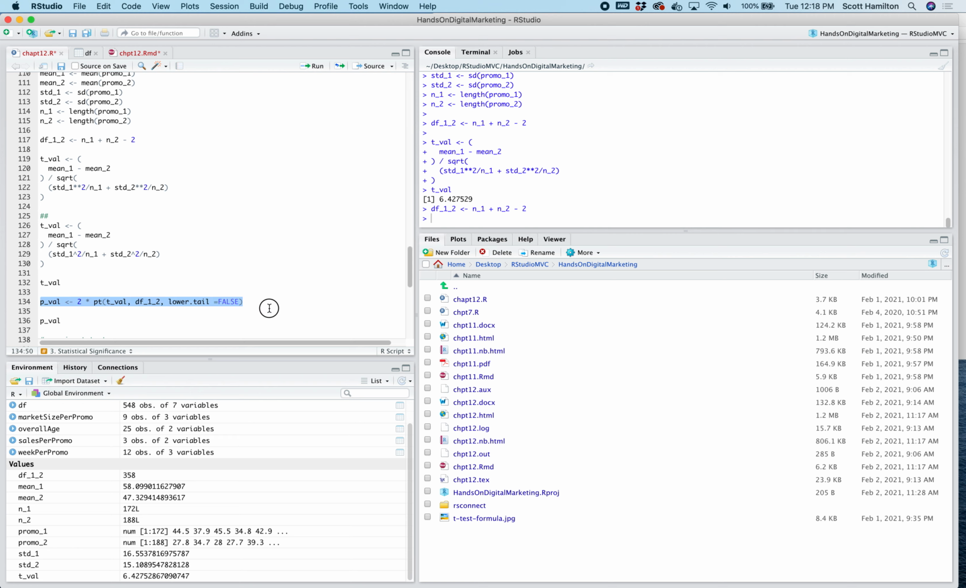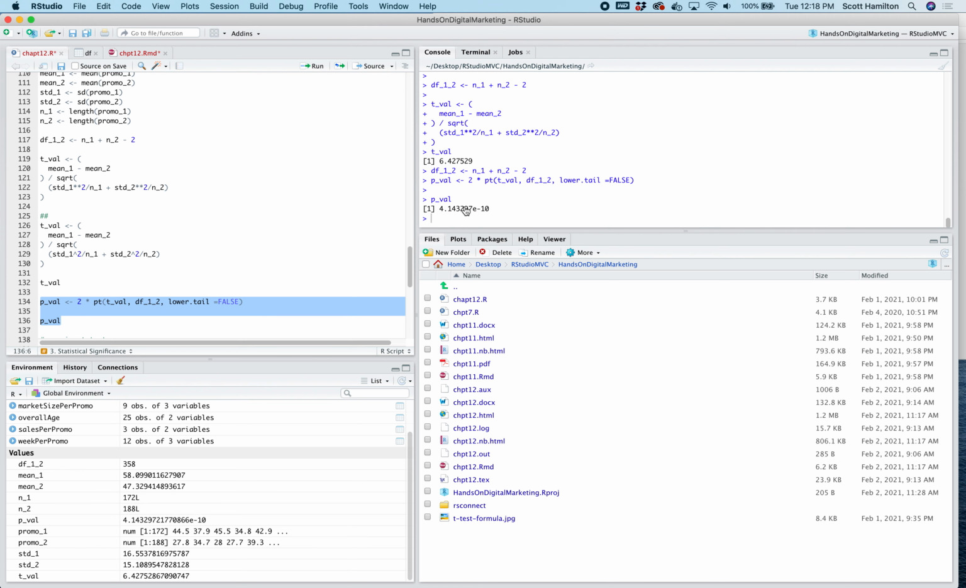So our p-value here, and then we're going to print it out at the end. Now this is telling us that our p-value is 4.14 e to the negative 10. So that means there's a bunch of zeros coming before it. So our p-value is statistically significant.